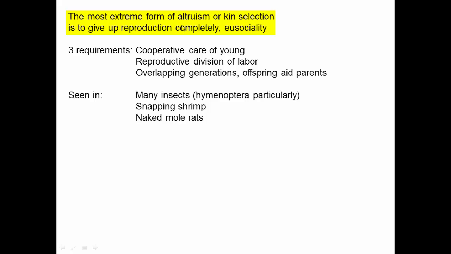The most extreme form of altruism or kin selection would be to give up reproduction completely. This is termed eusociality. Eusociality is when some individuals don't reproduce at all, they just help other individuals reproduce. There appear to be 3 requirements when we look at the species that are eusocial. Cooperative care of young, so a group of adults raise a group of young for the next generation. Reproductive division of labor, some individuals lay the eggs, other individuals take care of the juveniles. And then overlapping generations, so offspring help their parents have more offspring.